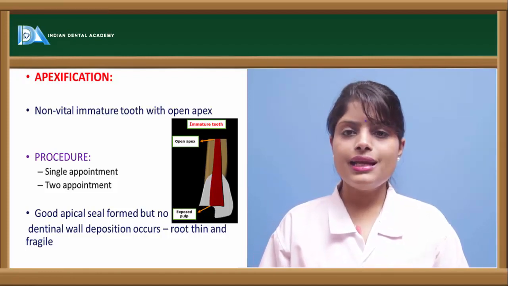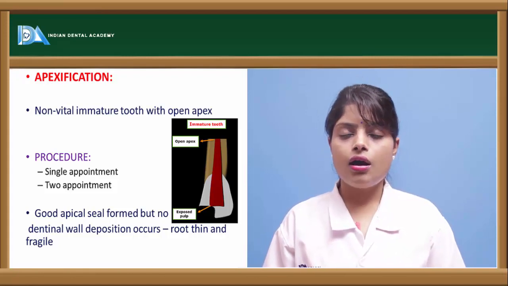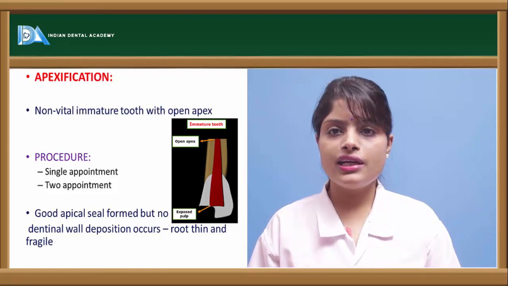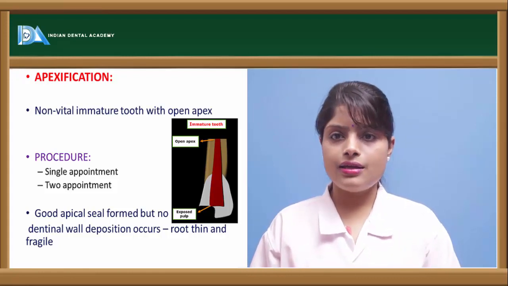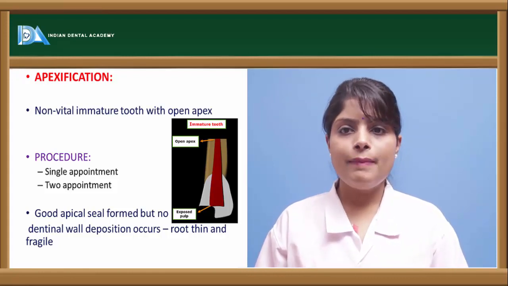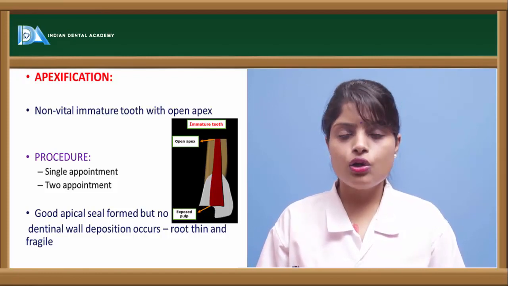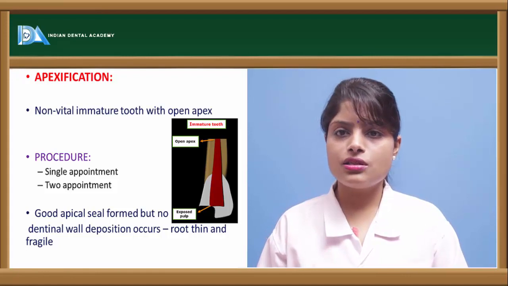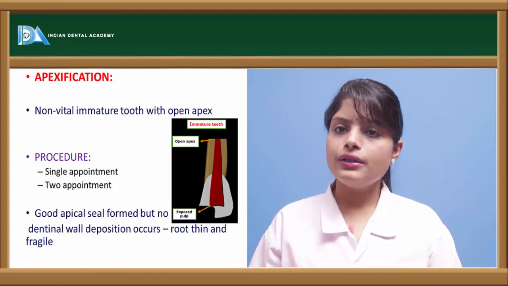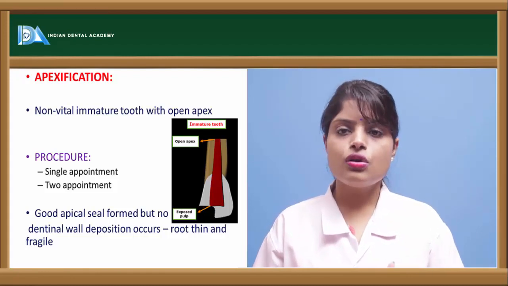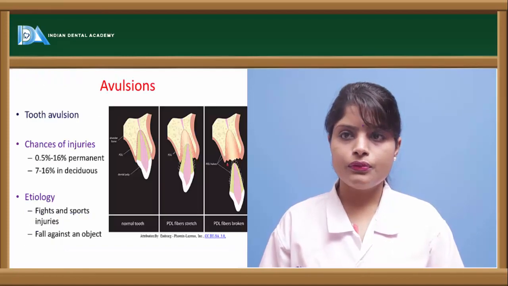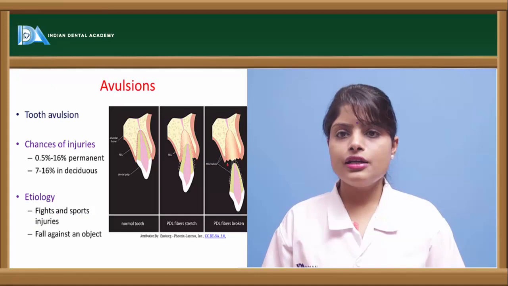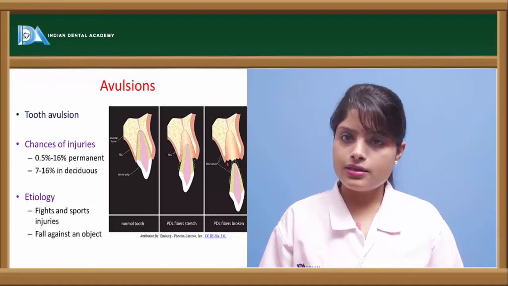And the main aim should be obtaining a good apical seal, so that the obturating material should be pressed against the apical seal for maintenance of the hermetic seal, to prevent any contamination of the pulp from the external periodontal tissues or contamination of the periodontal tissues from the pulp. So the root is very thin and fragile in such cases, and it should be taken into consideration.